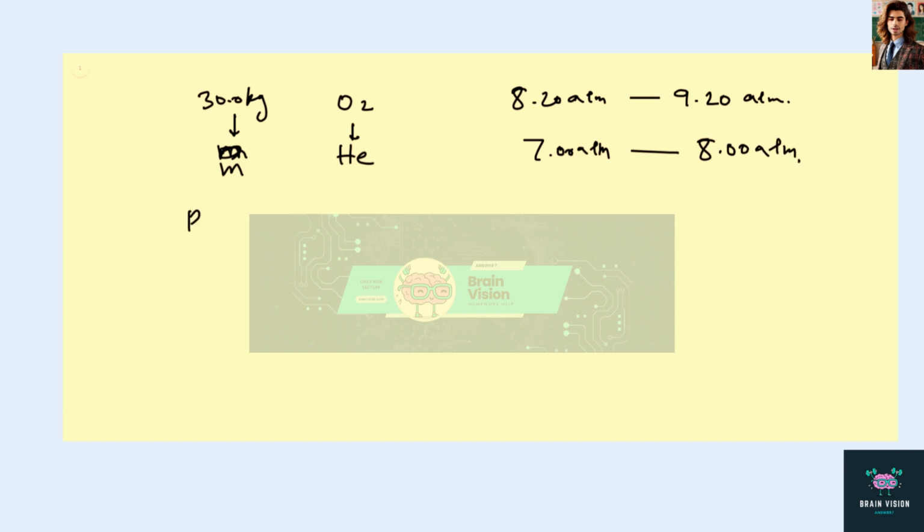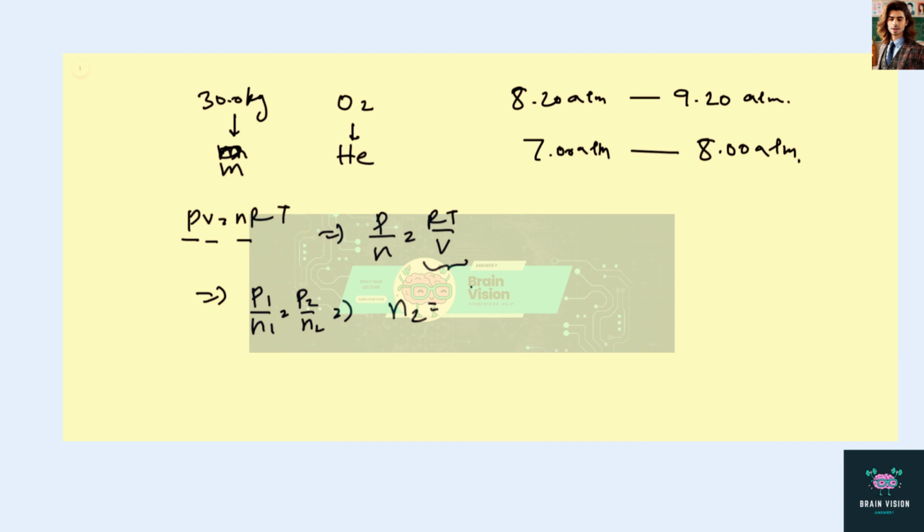So we know that PV equals nRT. In this case, pressure is changing, the volume remains constant, and the number of moles changes, which means P by n is equal to RT by V. We know the temperature and volume remain constant, so we can forget about this, giving us P1 by n1 is equal to P2 by n2, which means n2 is equal to P2 by P1 times n1.